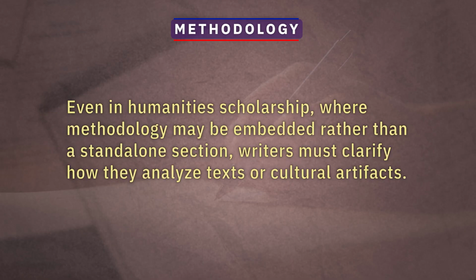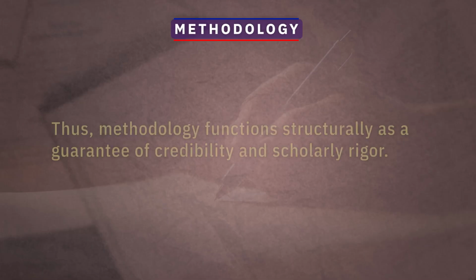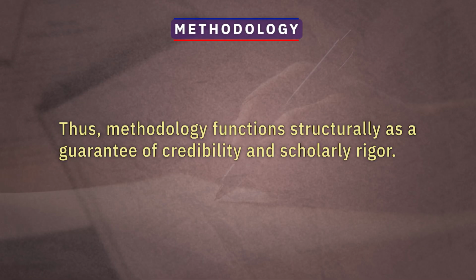But even in humanities, in academic writing for humanities disciplines, methodology is sometimes implied. It is not explicitly applied, but it is implied. So sometimes in research papers written in humanities subjects, methodology does not occur as a standalone section. There is no separate section devoted to methodology, but writers must nonetheless clarify how they analyze texts or cultural artifacts. That always contributes to the scholarly rigor of the research, as well as giving credibility to the research that is conducted.